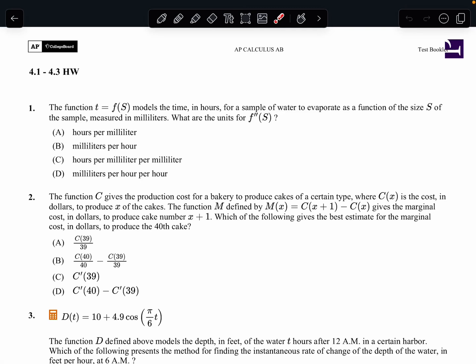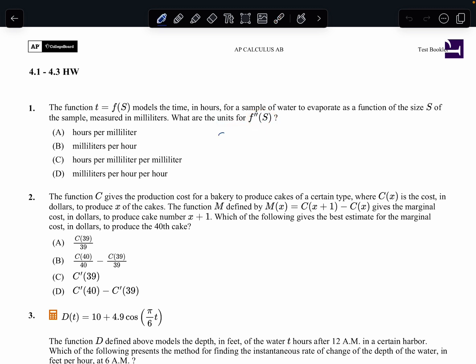Hey guys, we're gonna do another video for homework for 1 through 3. The function t equals f of s, stupid name, but whatever, models the time in hours for a sample of water to evaporate as a function of size s of the sample measured in milliliters. What are the units for f double prime of s?